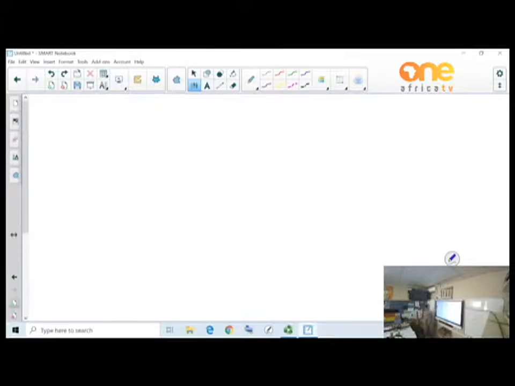Kom ons kyk bietjie na 62. Here was also lots of mistakes on 62. 62. This is one with limits of accuracy. They combined it with limits of accuracy, and lots of learners just ignore that. The diagram shows a plot of land in the shape of a sector of a circle. The radius is 20, correct to the nearest meter. So what does that mean? 20 plus or minus 0.5. So your limits is 20.5 and 19.5.